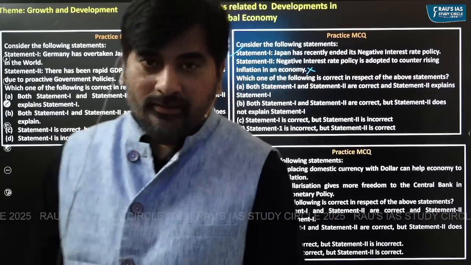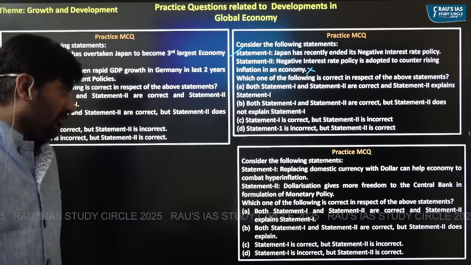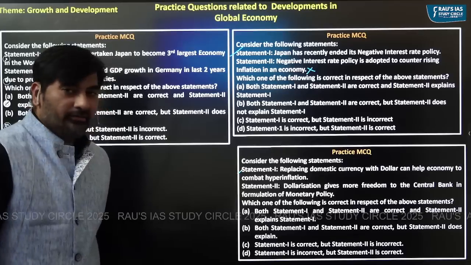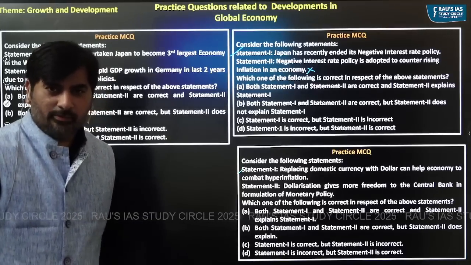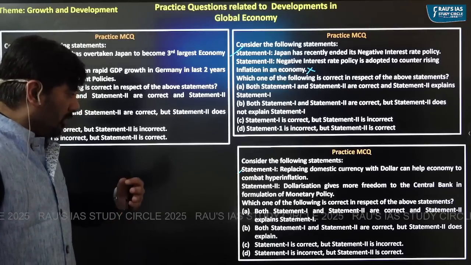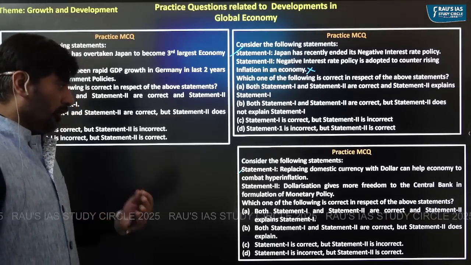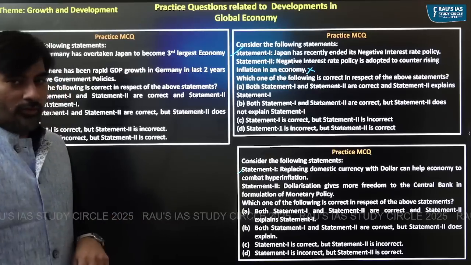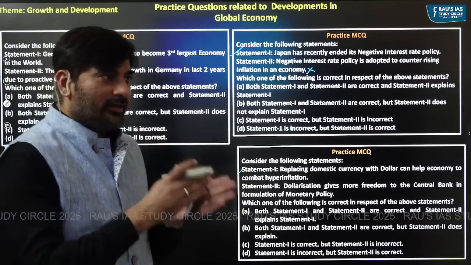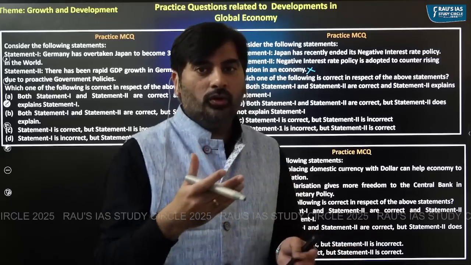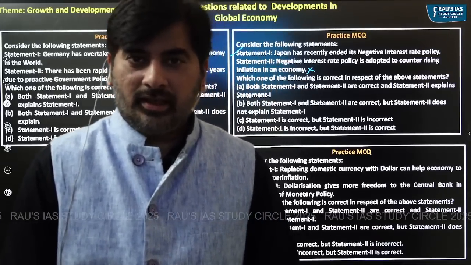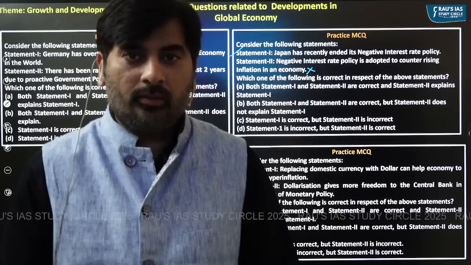Look at this practice question. Replacing domestic currency with dollar can help an economy to combat hyperinflation. Yes, there is a possibility that it can counter hyperinflation. Dollarization gives more freedom to the central bank in formulation of monetary policy. Imagine in the case of Argentina, it has switched from peso to dollar. Will it give more freedom to the Argentinian central bank to formulate monetary policy?